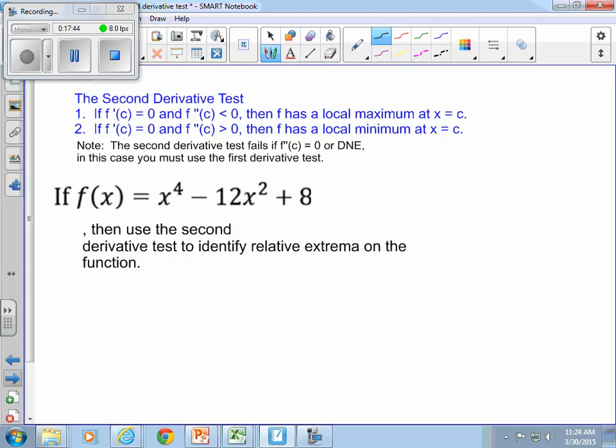So, no matter what, if I'm going to find extrema, what's the first thing I have to do? Find the first derivative, set it equal to 0. No matter what way that I'm identifying relative extrema, I have to find the critical points first. So I'm going to find the first derivative and set it equal to 0.